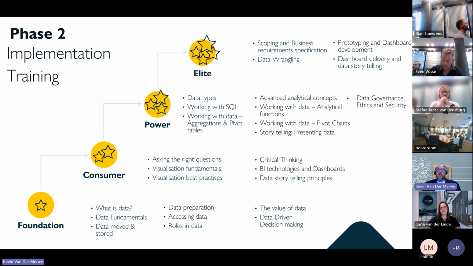Working with data analytical functions, as I mentioned multiple times, the basics there: the sums, the means, the averages, how to actually do those things. Pivot charts, which is the foundation of, I suppose, all BI tools ultimately. And then data storytelling, presenting that data. And finally, data governance and ethics and security, because now we're starting to put that in your hands. You've got some responsibilities, but you also have some laws you need to be aware of before you start doing certain things with data. And finally, that elite program, which is the hands-on full workshop: scoping business requirements, data wrangling, prototyping, dashboard development, and finally, dashboard delivery and data storytelling.